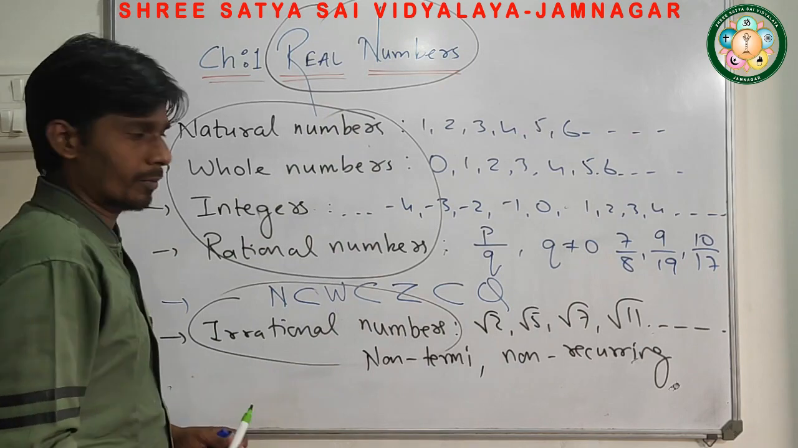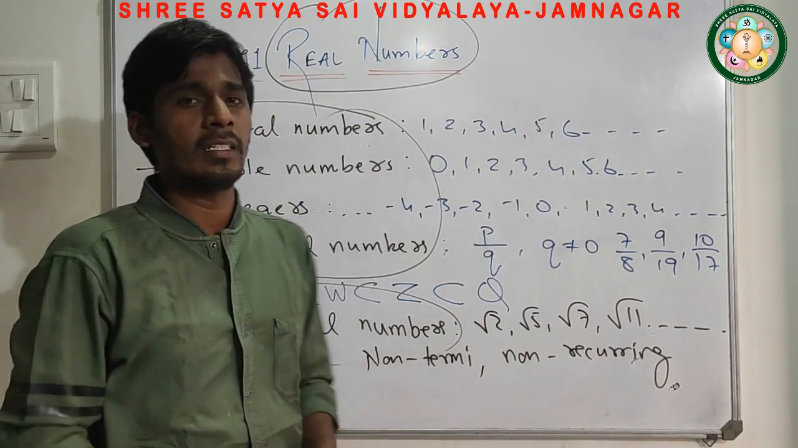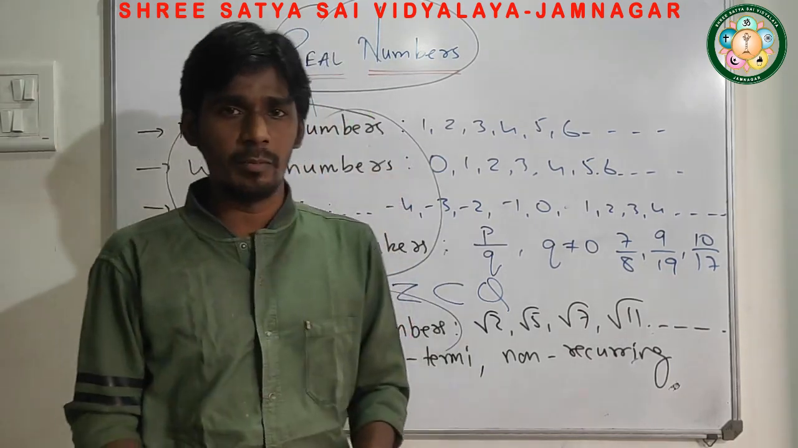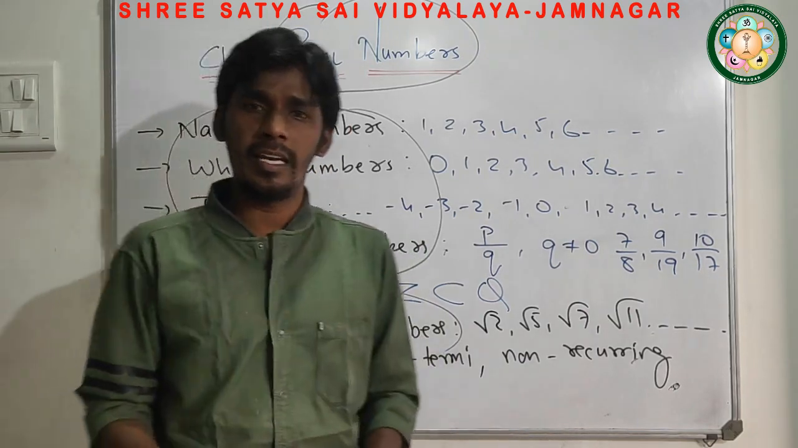So the collection of rational numbers along with irrational numbers is called real numbers. So this is the way we can know what real numbers are. It includes all types of numbers, including rational numbers and irrational numbers.